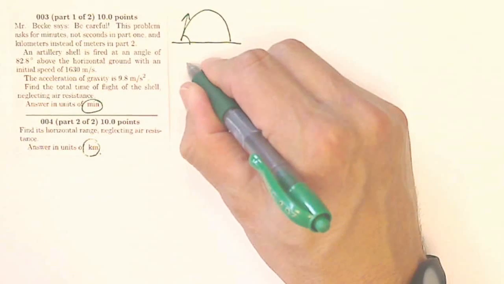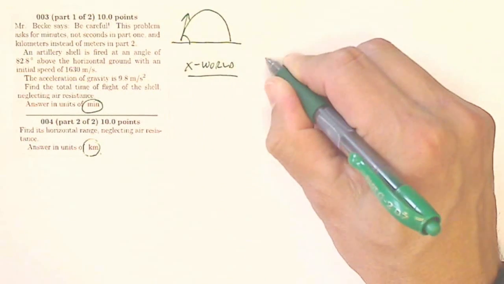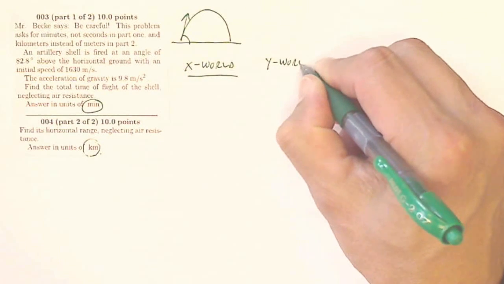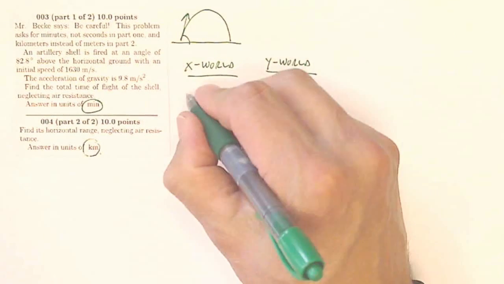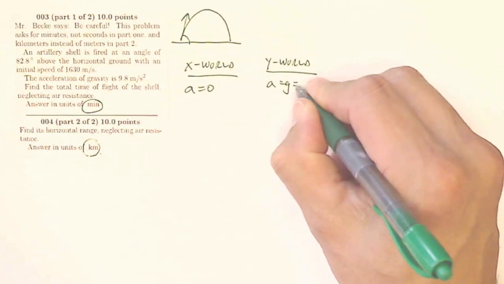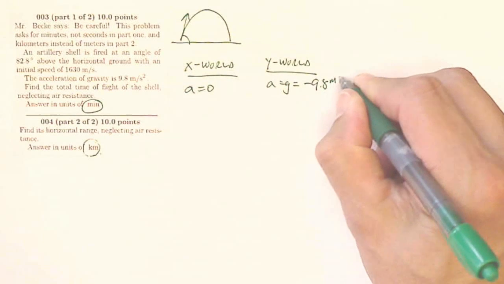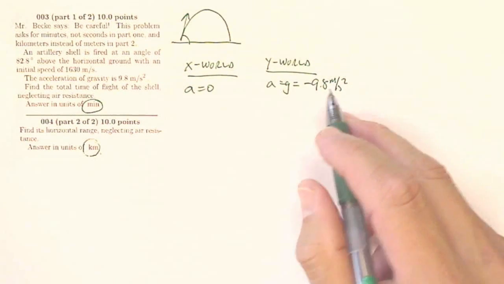So I know I've got an x world, and I've got a y world. In my x world, my acceleration is 0. In my y world, my acceleration g is negative 9.8 because it's down, meters per second squared.